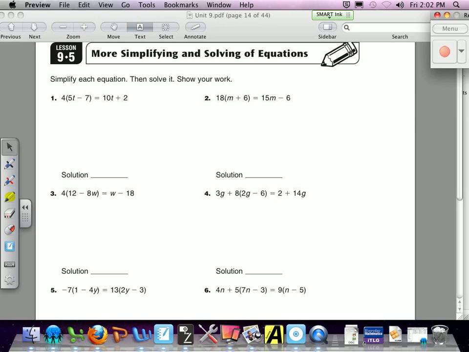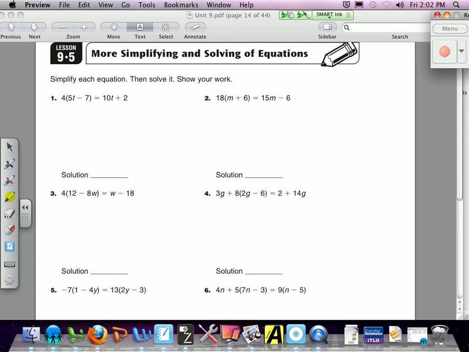So here is a homework that we did called More Simplifying and Solving Equations, where ultimately you want to simplify each side of the equation first, and then solve the equation by putting all your variables on one side and then getting it isolated so you find out what one of your variables would be equal to. When you have parentheses, you have to deal with the parentheses first, typically with the distributive property.